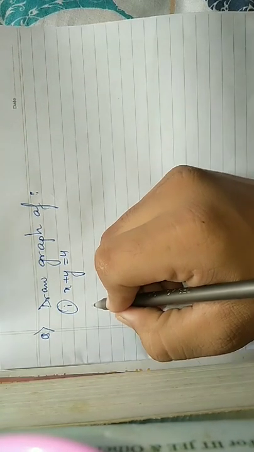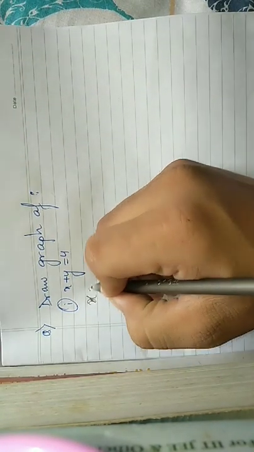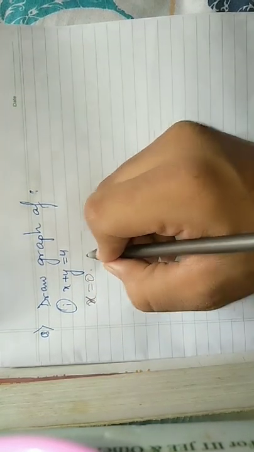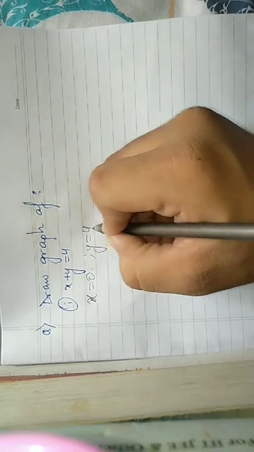Let the very first one, let x is equal to 0. Since x is equal to 0, the y value is 4, y is equal to 4.